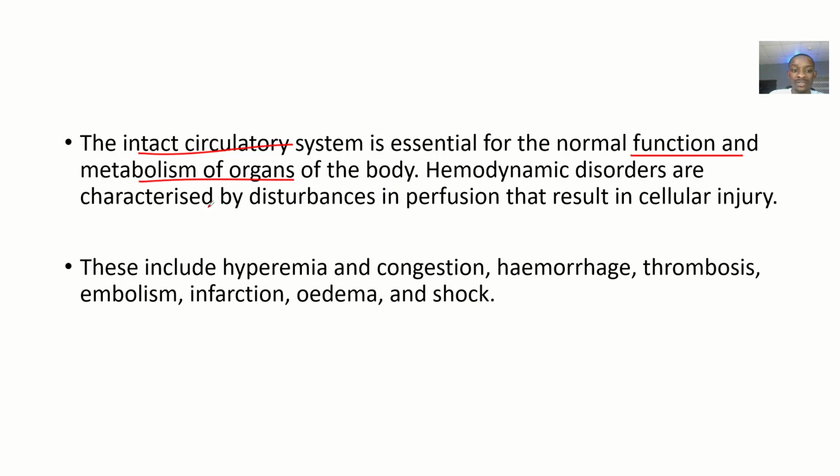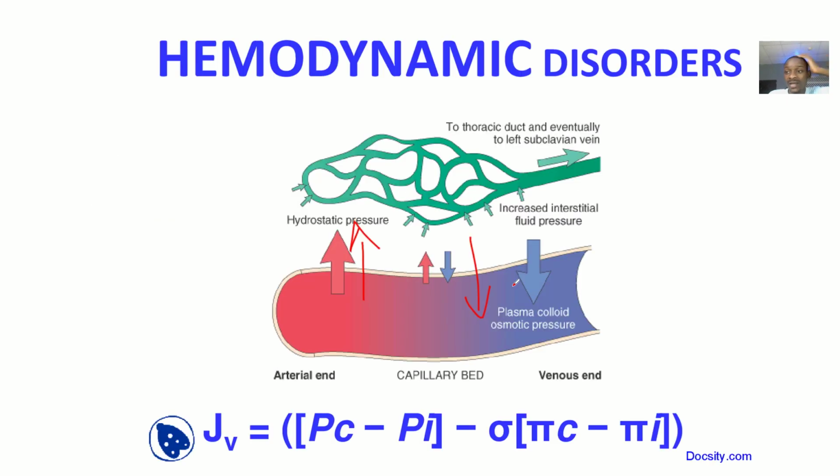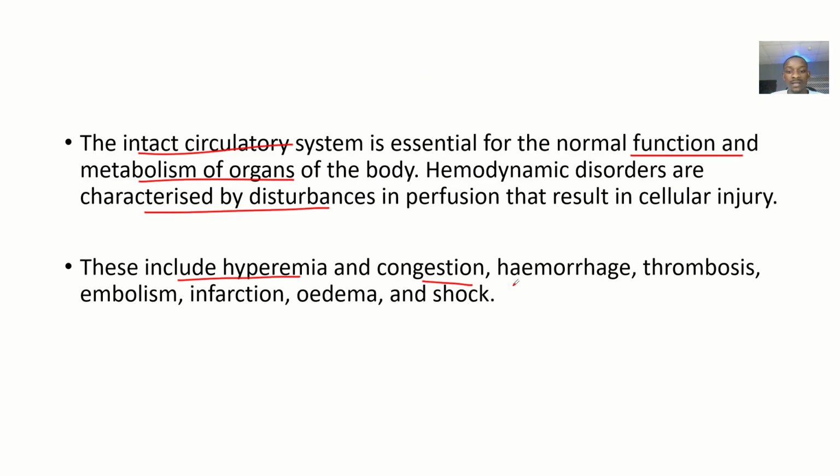So these hemodynamic disorders are characterized by what? Disturbances in perfusion that result in cellular injury. So this includes disturbances such as hyperemia and congestion. Congestion is more like the venous outflow from a blood vessel being blocked, so now blood is not flowing out freely again. Then hyperemia means the blood supply to that particular organ has suddenly been increased too much.